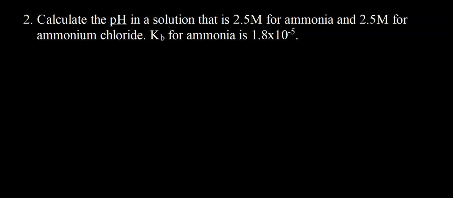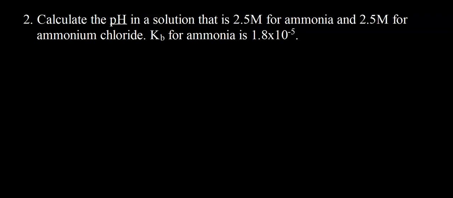Or that's for a basic buffer. An acidic buffer contains a weak acid along with its conjugate base in solution. So we have to have both. And so it's got to be a weak acid or a weak base. We have to have a solution that contains both an acid and its conjugate base, or a base and its conjugate acid. The reason is that a buffer solution is a solution that resists changes in pH.